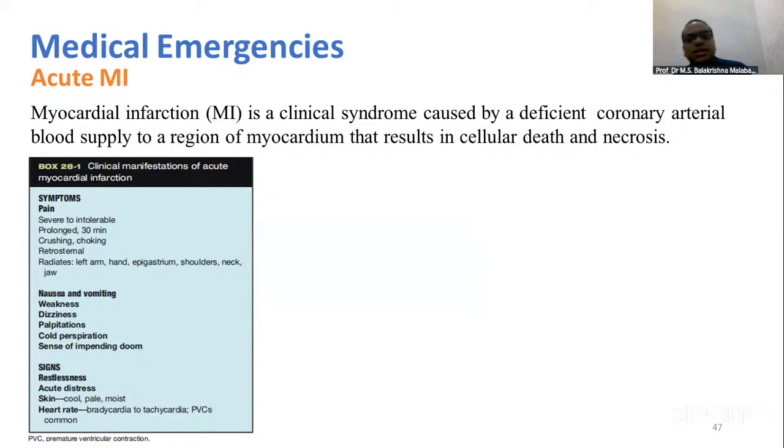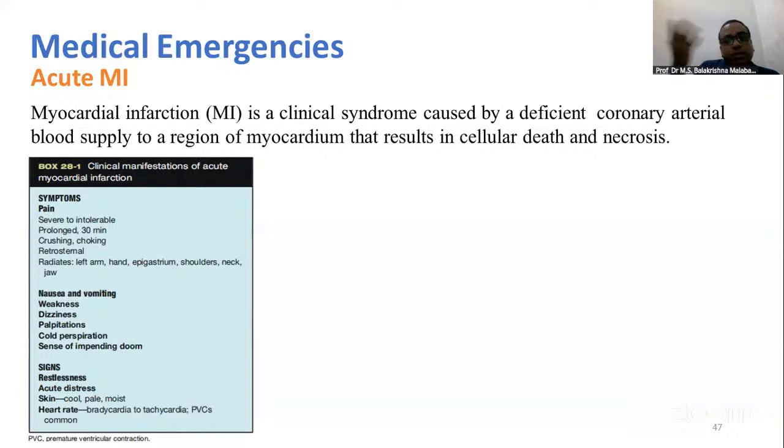The next condition, acute myocardial infarction. So this is basically a problem of the heart. There is deficiency in coronary arterial blood supply to a region in the heart. The blood is not going properly, so the cells in that area may die. Cellular death can happen, and necrosis of that area of the heart can occur.